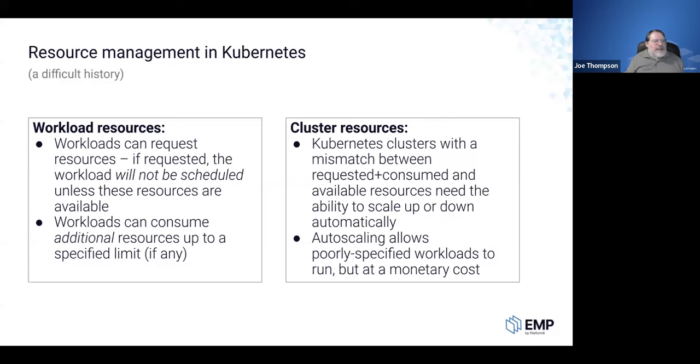And so auto-scaling allows these workloads that request excessive resources to run, but you pay for that. If it's an on-prem cluster, you pay for it in the cost of the hardware you have to buy to run those additional workloads. If it's a cloud cluster, you pay in the hourly instance cost as those instances get auto-scaled up.